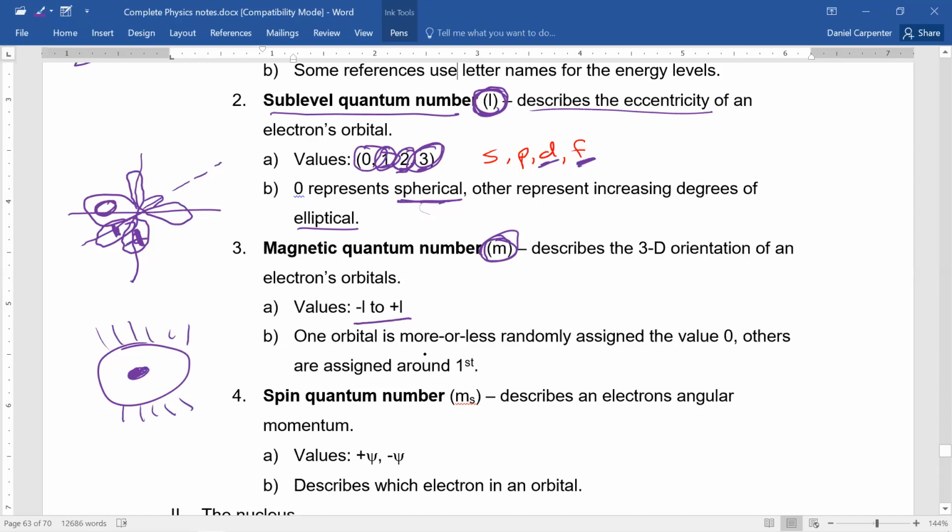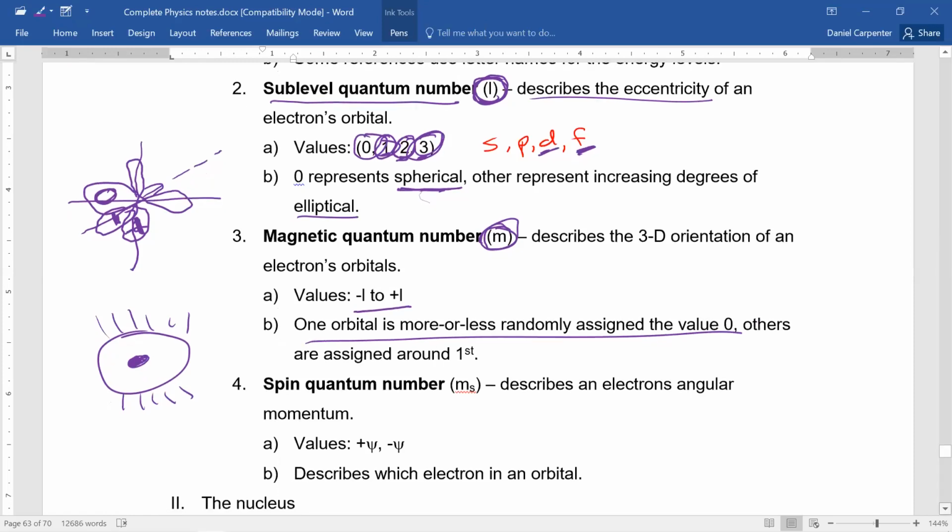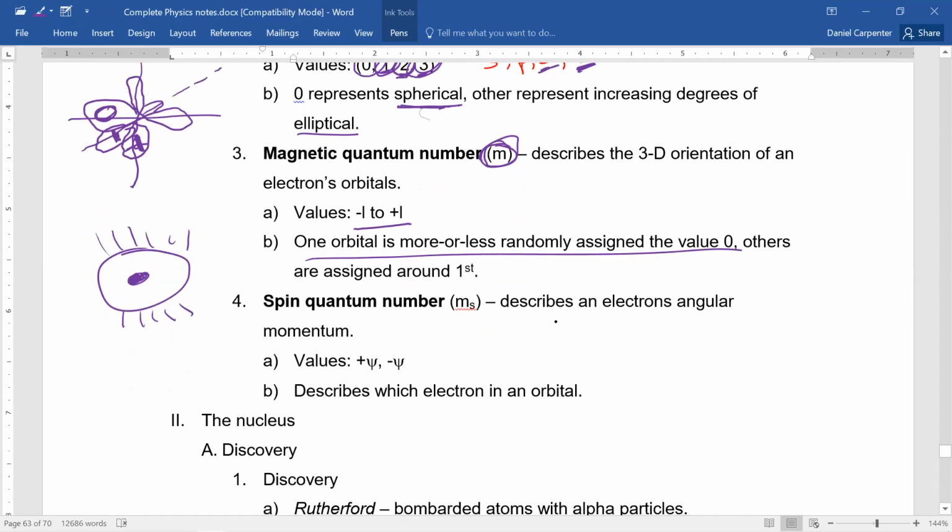So here's what I said earlier. One orbital is more or less randomly assigned the value of 0. Then the spin quantum number describes an electron's angular momentum. And you say, what in the world is angular momentum? Well, so here's the problem.